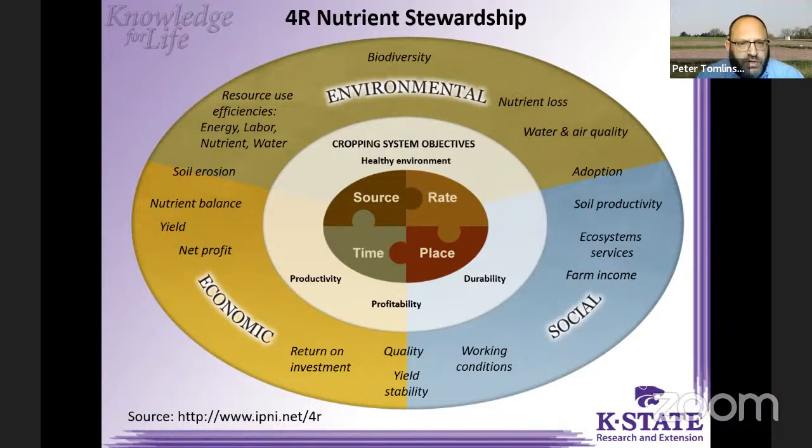And the goal here is, certainly, we want to maintain the productivity of our cropping system. We want to maintain profitability. We want to make sure that we're maintaining a healthy environment and a production system that's got resilience to it. And then, as we look at that outer circle of this figure, we can see all of these broader environmental, economic, and social drivers that go to driving the decisions that are made around source, rate, time, and place.